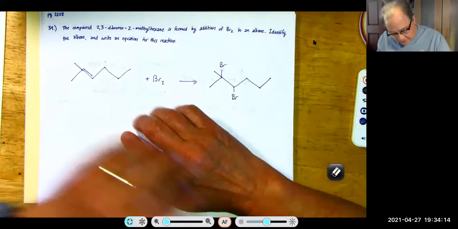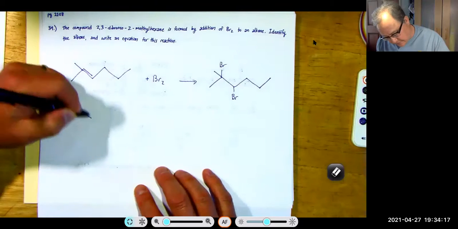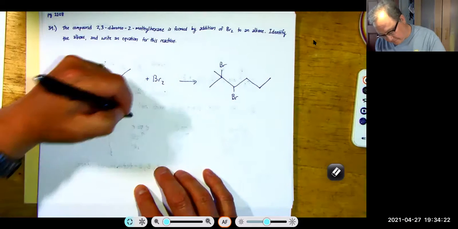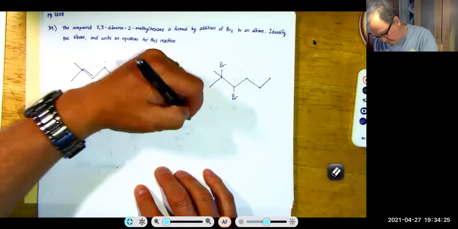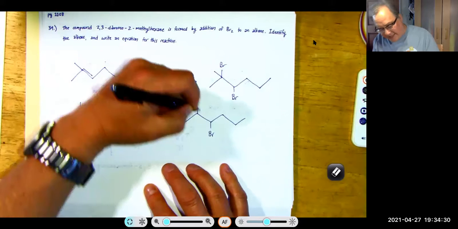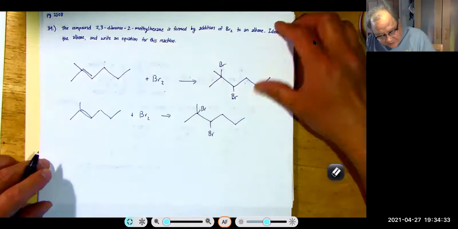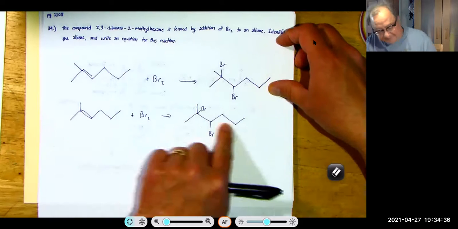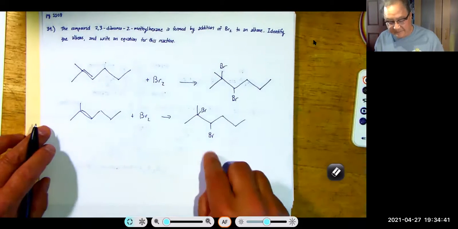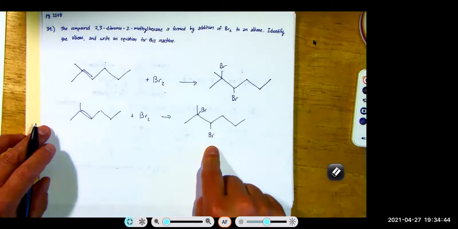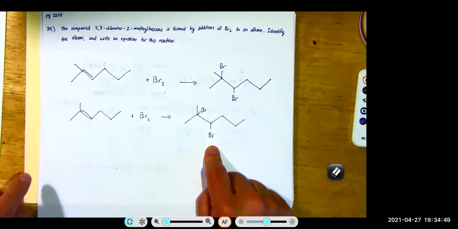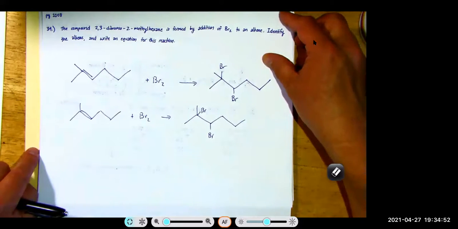Can we draw this a little better? Sure. I draw the bromines like that. So here you can see that this has the essence of that. Can you name this guy? Yeah. You better be able to. It's written right up here, for goodness sakes. Oh, yeah. 2, 3. Yeah, that's what I was saying. Can you name this guy?